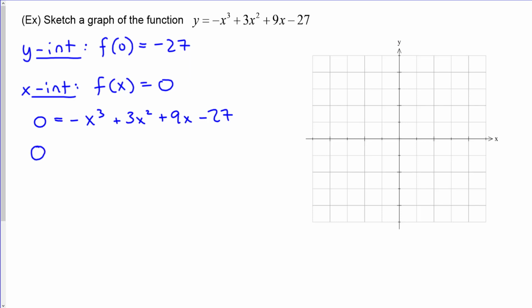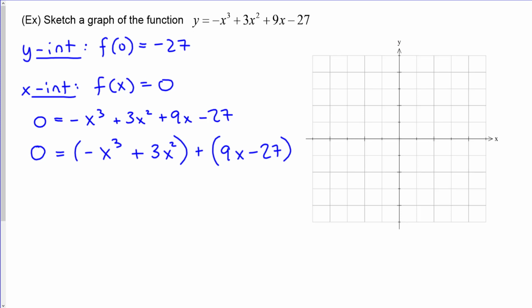So for instance, if I group together the first 2 terms, oops, that's still a negative, sorry. Where's my eraser? There it goes. Alright, so negative x cubed plus 3x squared. So I'm just grouping the first 2 terms together, and I'm going to group the second 2 terms together.